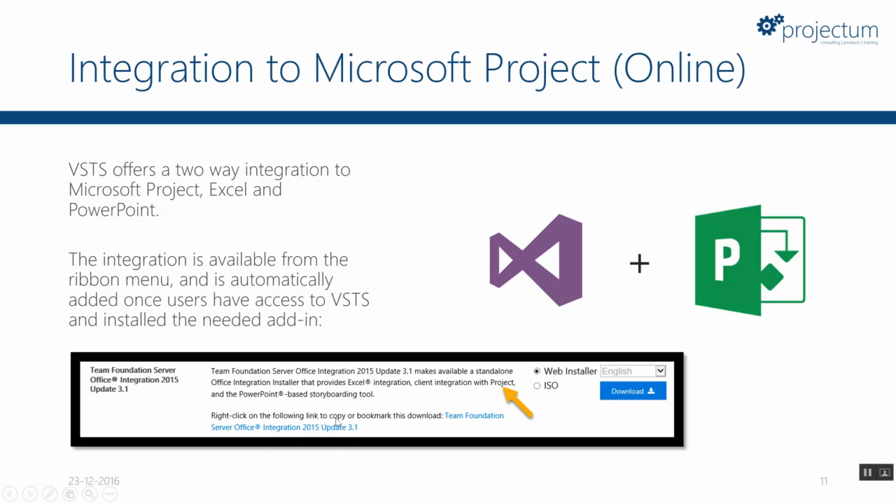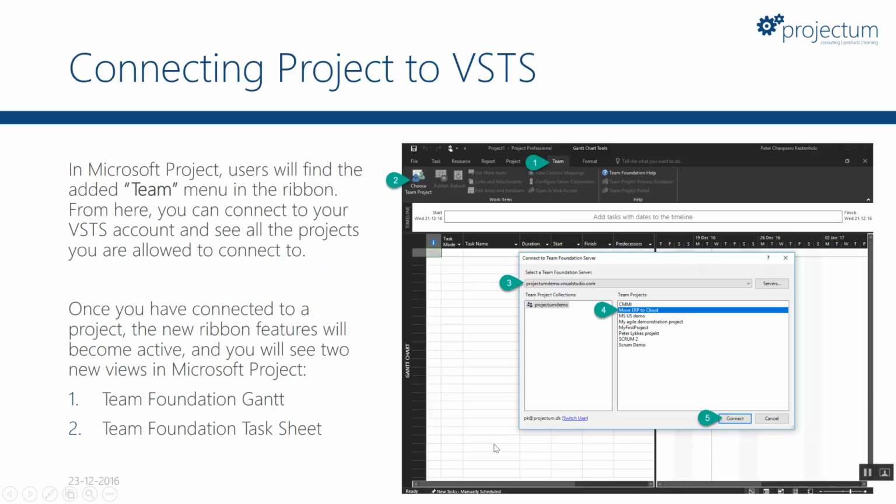And that's where I'm trying to go through here. So it is offering a two-way integration. The way to get it is to have Visual Studio installed. If you have Visual Studio installed, it will automatically add the menu in your ribbon. If you don't have Visual Studio and only have access to VSTS, you have to find this Team Foundation Server Office integration and download that. Once you've done that, it will be available in Excel, Project, and PowerPoint.